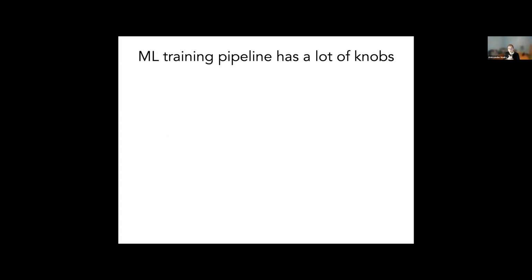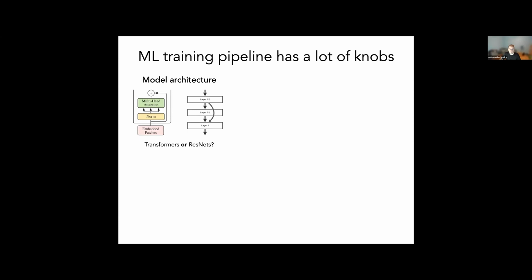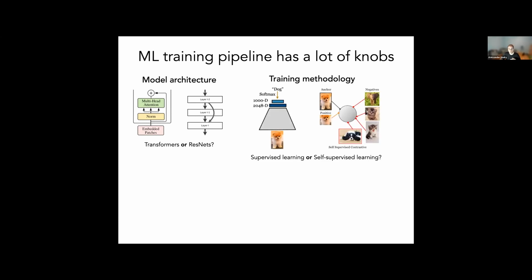So the starting point here is this realization that our machine learning training pipeline has a lot of knobs. Each time you deploy your model, you have to figure out what the model architecture is. Do you use transformers or ResNets? What is the training methodology, supervised, self-supervised, and then fine-tune? Again, that's a valid choice.